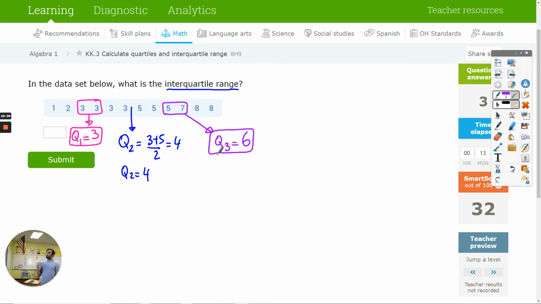So, to find the interquartile range, so far everything was the same. We do one more step. Subtract. Interquartile range equals Q3 minus Q1. Subtract the numbers you ended up with. 6 is the upper quartile, 3 is the lower quartile.